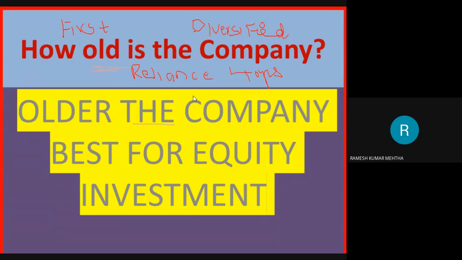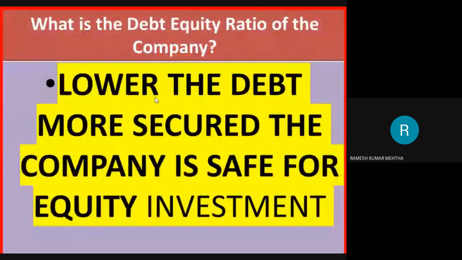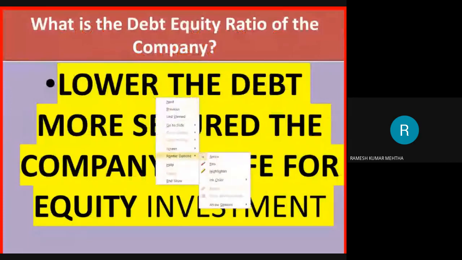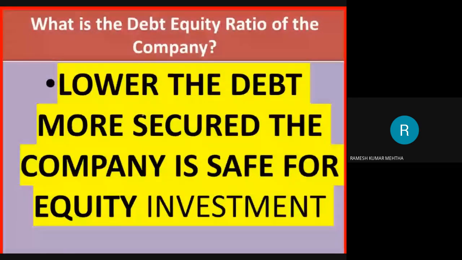The next one is the debt equity ratio of the company. As we have understood from our financial ratios, the debt should be lower. The loans we take from banks or from debenture holders or bonds should be low, because if the debt is very high, you have to pay a huge amount of interest.